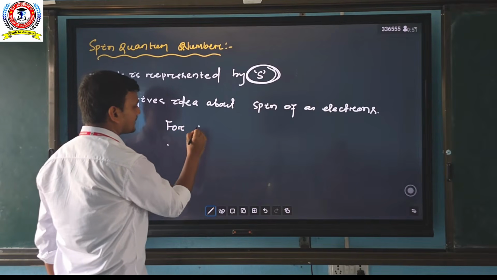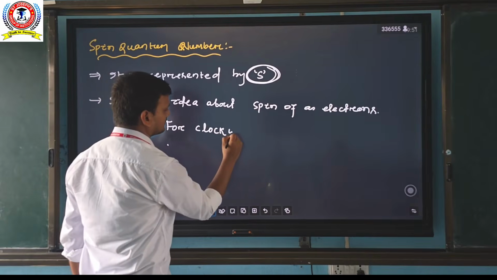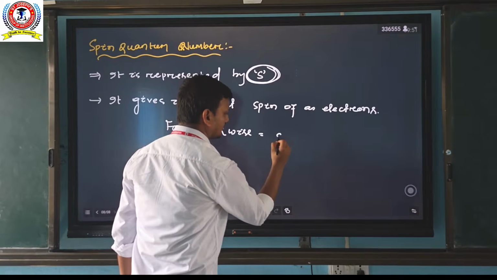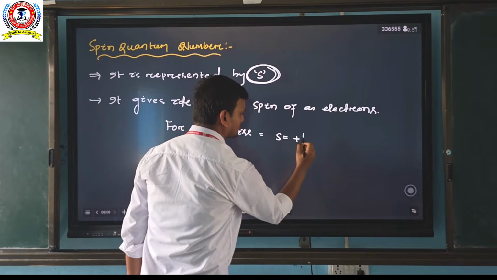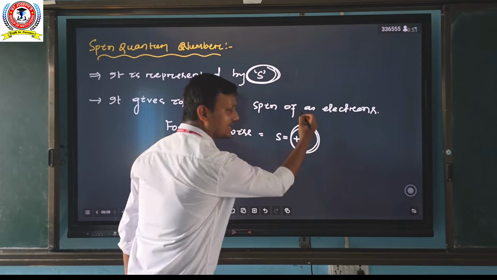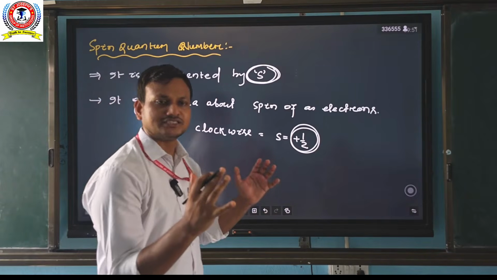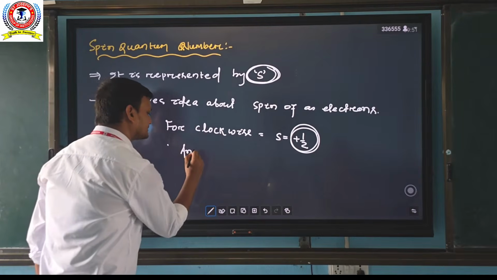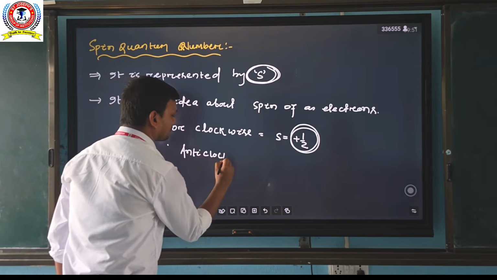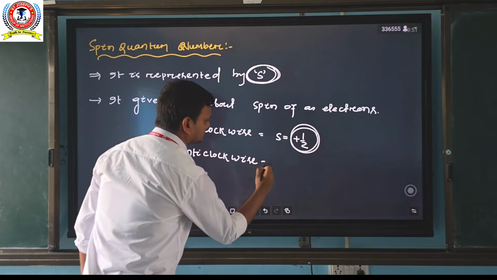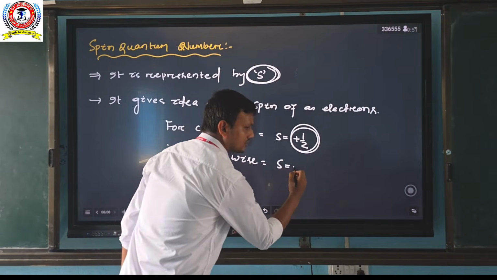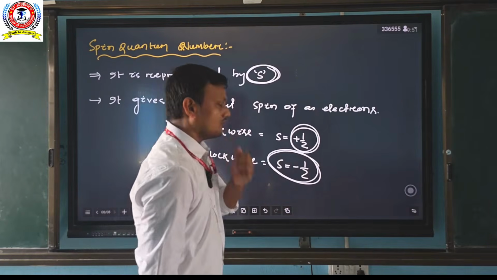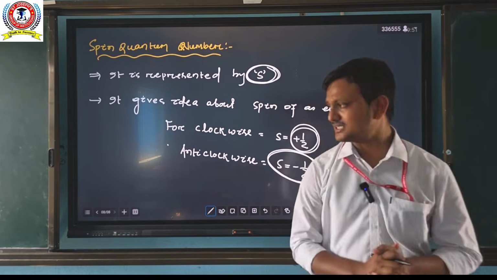Students, remember that for clockwise orientation, we use the value of S is equal to plus half, and for anti-clockwise orientation, we use S is equal to minus half. Simply it represents, students.